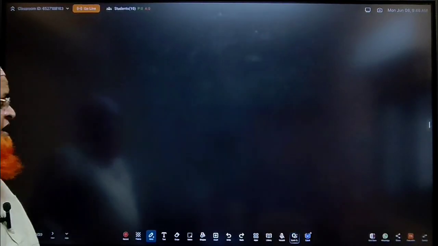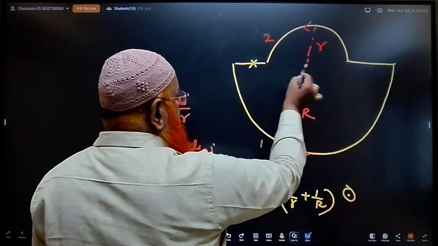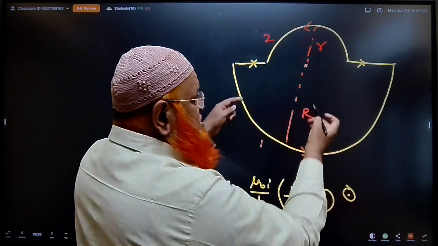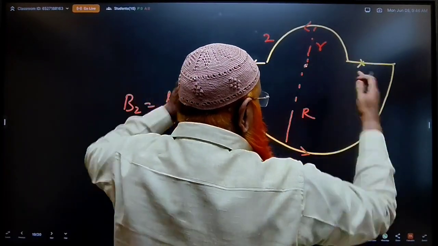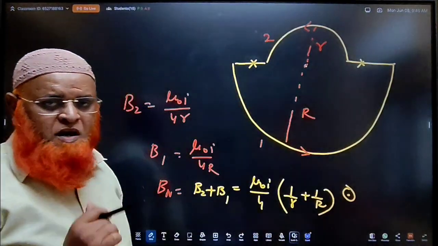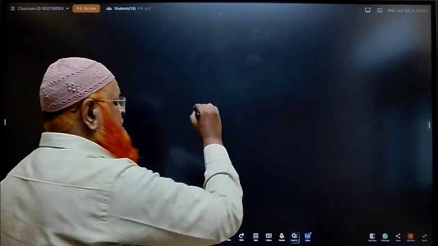Okay. Next, one more. Acha. So, sir, what about this wire? For this wire, there is no magnetic induction because they are exactly opposite. They are exactly in a straight line, opposite. So there is no magnetic induction for that small part. Is it understood what I am saying now? That's it. So, next.